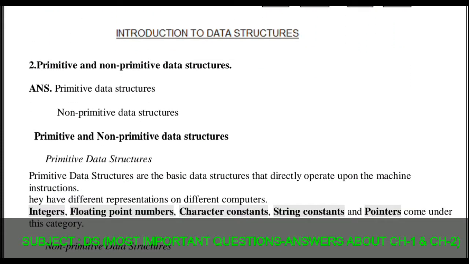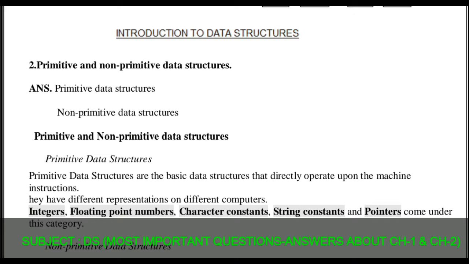Then the second question from chapter number 1 is primitive and non-primitive data structure. Primitive data structures are the basic data structures that directly operate upon machine instructions and have different representations on different computers. Primitive data structures are normally data types such as integer, floating point numbers, character constants, string constants and pointers. These directly operate upon machine instructions.